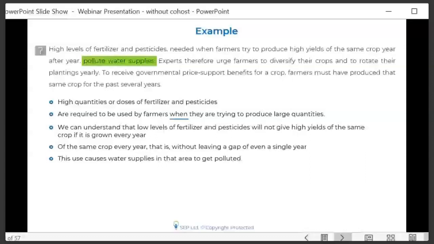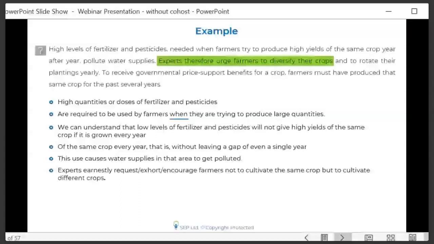Fine. Let's move to the next sentence. Experts therefore urge farmers to diversify their crops. Because of this pollution, the therefore tells us that it is because of the water pollution that experts earnestly request or encourage farmers not to cultivate the same crop, but to cultivate different crops. Diversify their crops. And then it is given: and to rotate their plantings yearly. So these different crops again should not be planted every year. Rather, the farmer should keep rotating the plantings of different crops on a yearly basis.